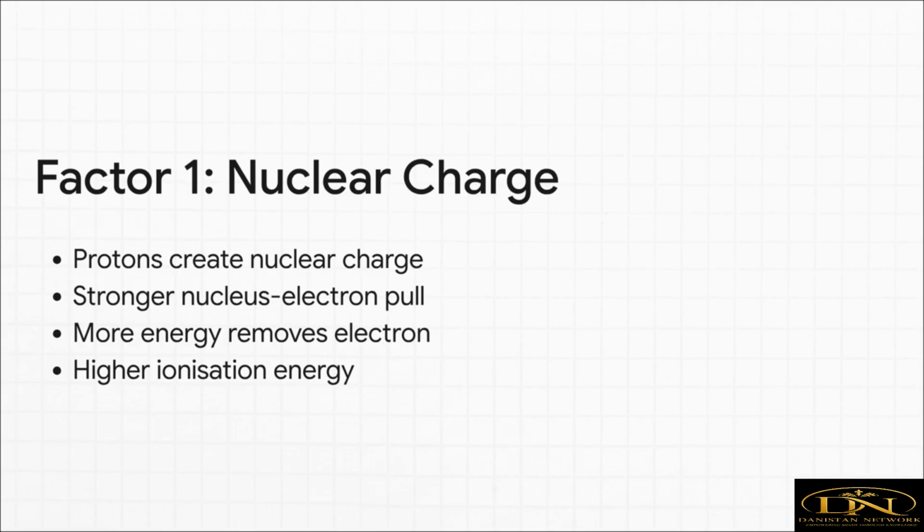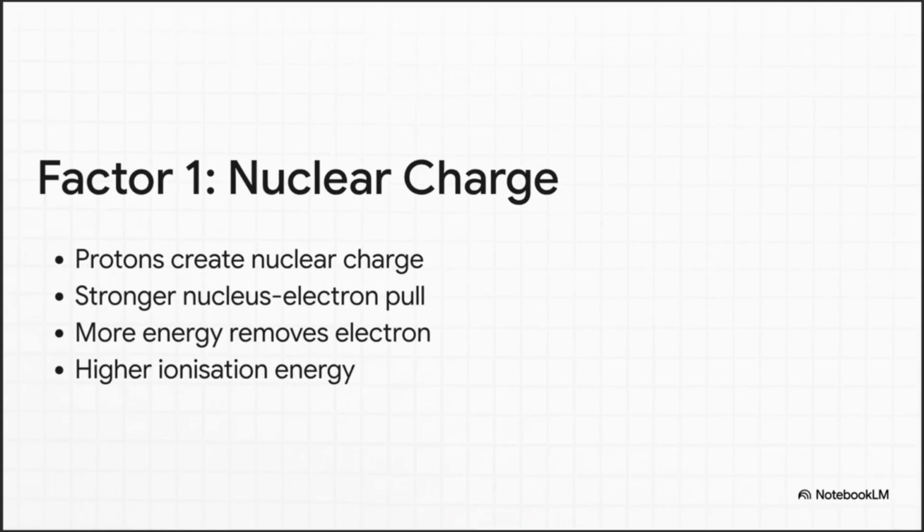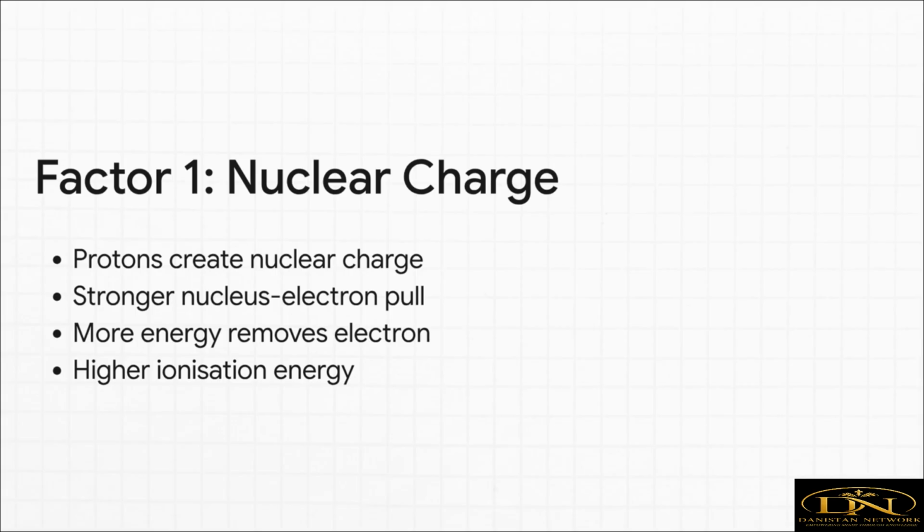It only has 3 protons, but fluorine, it has 9. So fluorine's extra protons act like a vastly superior tractor beam compared to lithium. So here's your key takeaway to jot down. Greater nuclear charge leads to stronger attraction, which absolutely equals a higher ionization energy.